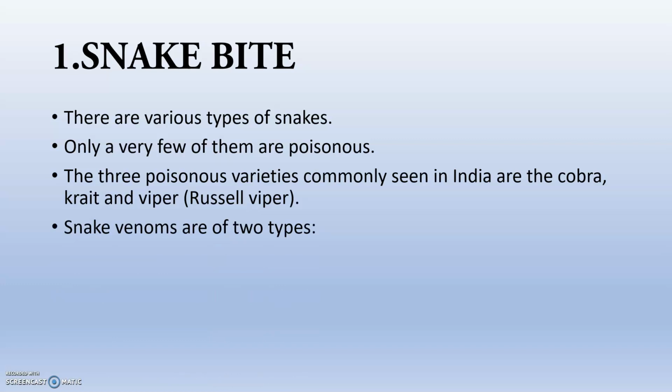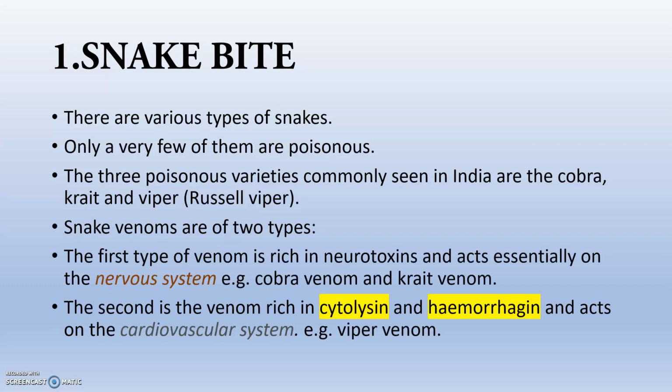So snake venoms are of mainly two types. One will be affecting the nervous system, and the next will be affecting the cardiovascular system or the blood. The first type of venom is rich in neurotoxins and acts essentially on the nervous system. That is neurotoxic. Examples are the cobra venom and the krait venom.